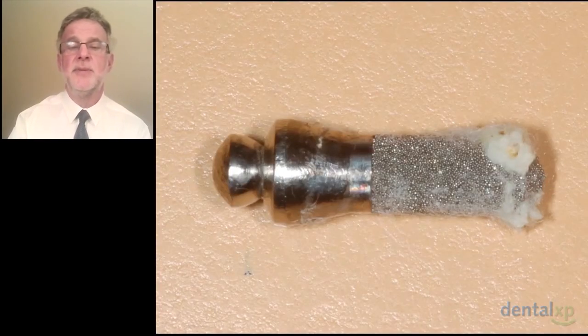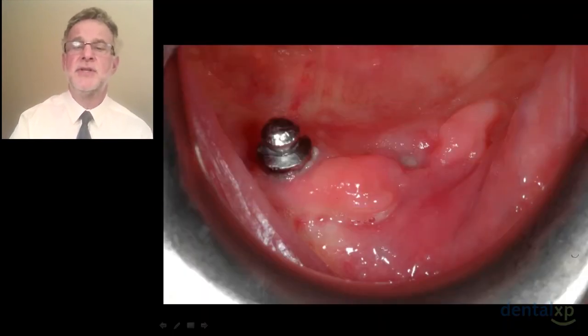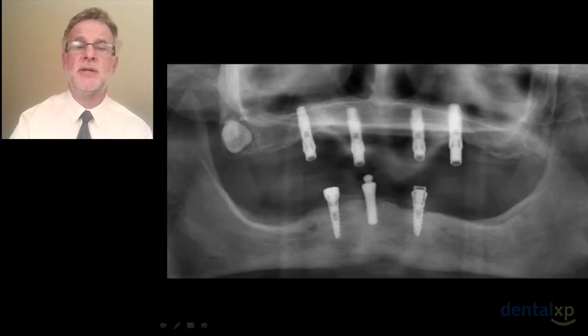Now, these implants on the lower have a highly textured surface. I did not place them. Some of you are familiar with the Innova implant, or locally here, there's something called a 10X implant, which copies the Innova. These surfaces are 10 times more rough than what you'd normally find, and they can be prone to peri-implantitis.